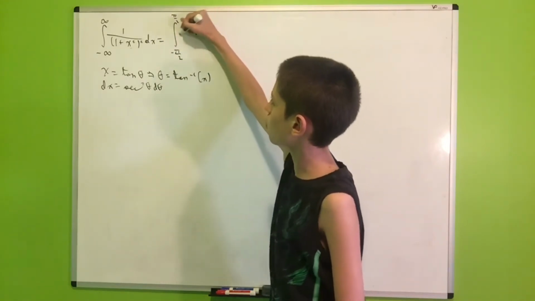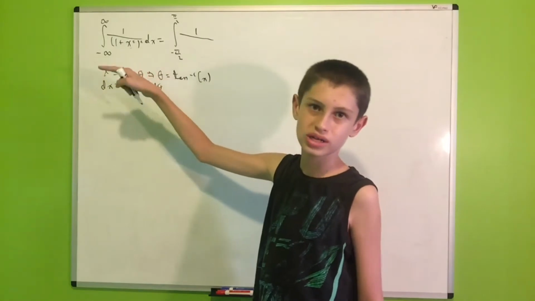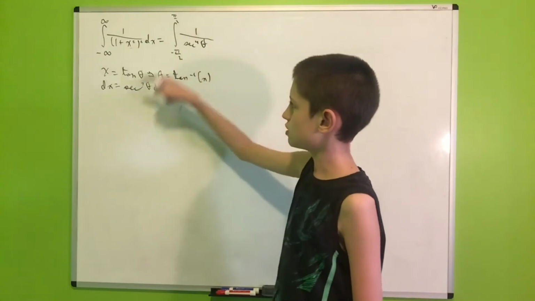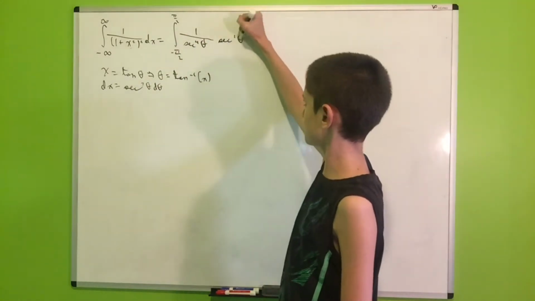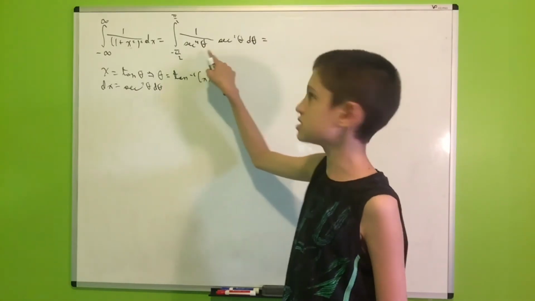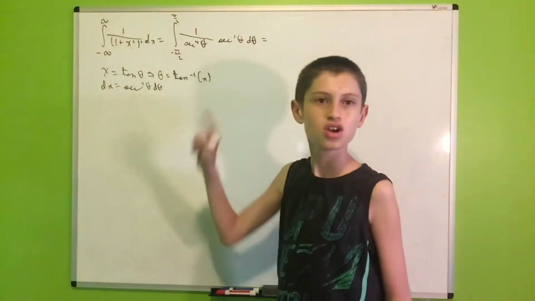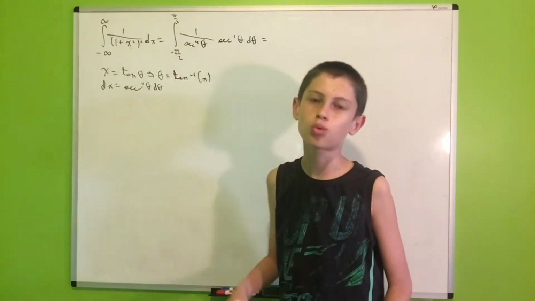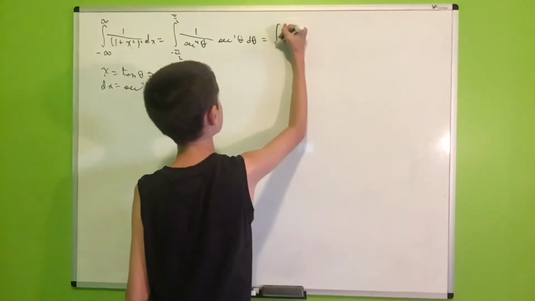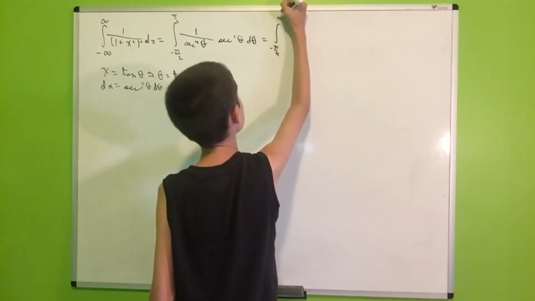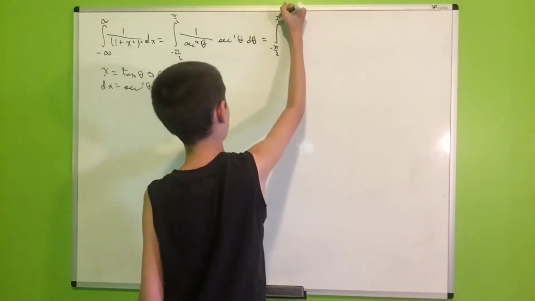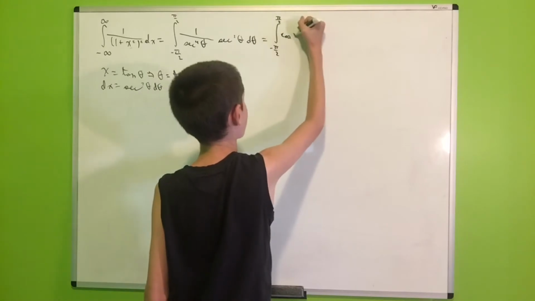So now you'll have 1 over 1 plus tangent squared, which is secant squared, so secant to the 4th power, and then secant squared theta d theta as our dx. But now, here we have 4 secants, and here we have 2 secants, which means 2 of the secants are going to cancel out, so we will be left with 1 over secant squared theta, which is simply cosine squared theta. So this will be equal to the integral from negative pi over 2 to pi over 2, I don't know where I wrote pi over 4, of cosine squared theta d theta.